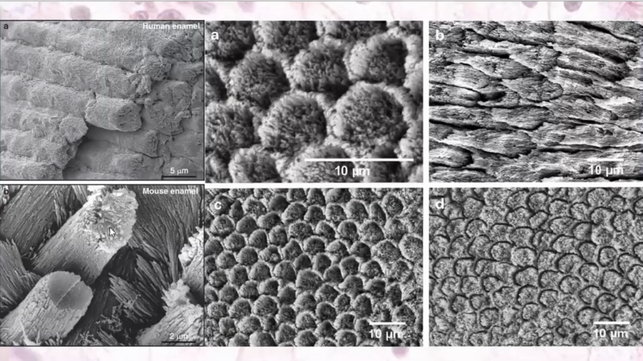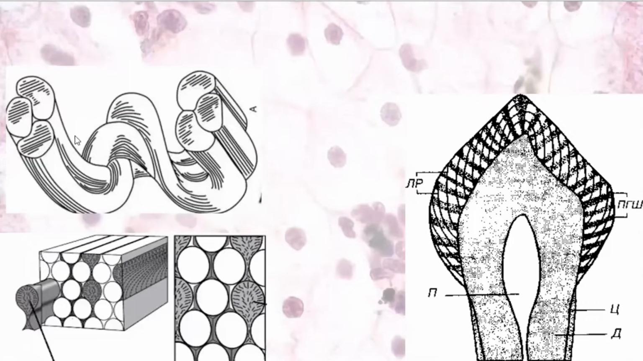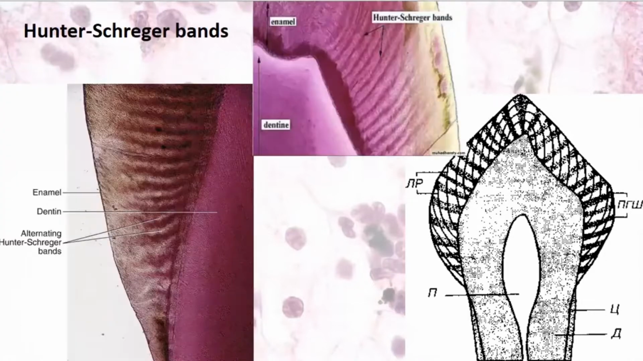And here we can see enamel prisms. They are mineralized. They have an organic matrix and also numerous minerals. This S-like direction of enamel prisms provides very close attachment of enamel prisms to each other. And here we can see enamel prisms, and in the crown of the tooth we can see tangential lines which follow the surface of the tooth, and also radial lines. The radial lines are called Hunter-Schreger bands.